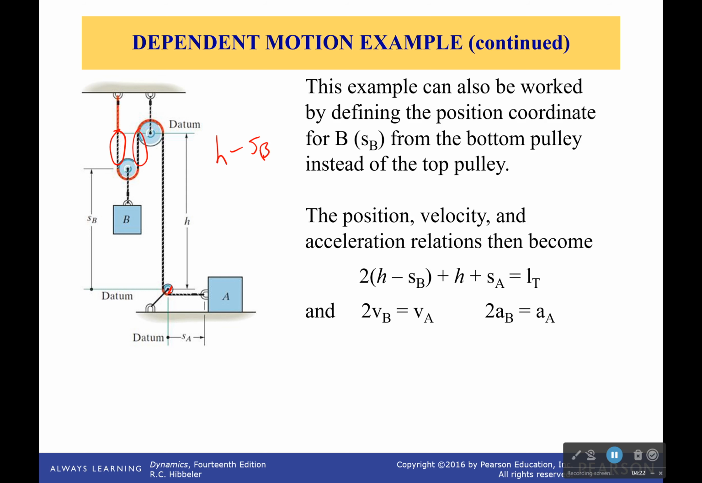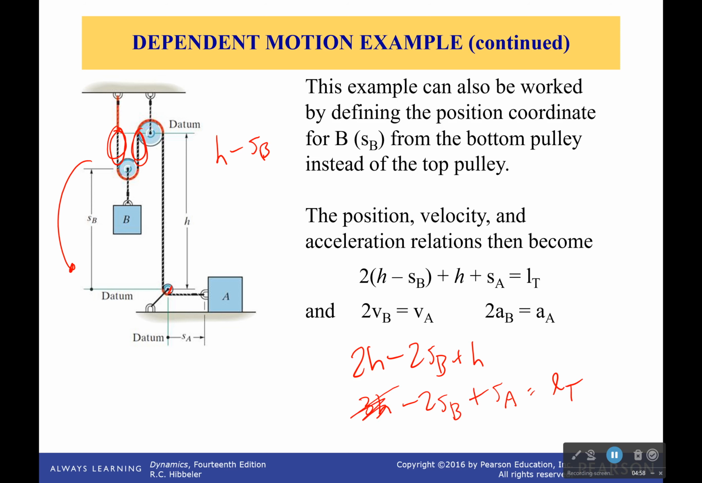Okay, that's all fine and dandy. And if I plug this in, well, you're going to see that's all going to fall out. It won't matter at all. So I'll have 2h minus 2sb. Actually, let me move this down. Let me do it right here. 2h minus 2sb. That's coming from me defining my datum way down here. Plus h. What do I get from that? I get 3h minus 2sb plus sa is equal to lt, my total length. And you're like, well, this is 3h plus just a single h.